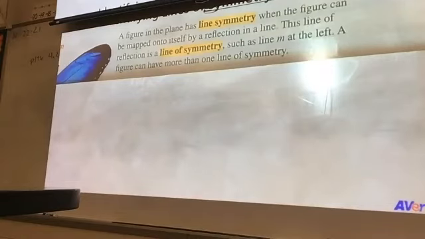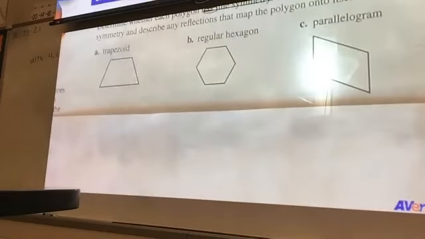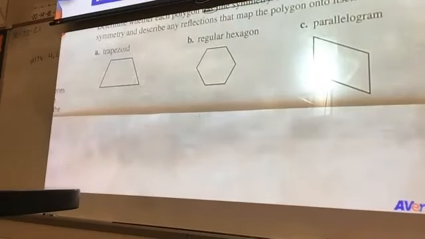Well, what they're going to ask is, does it have line symmetry? And if it does, how many lines does it have? So I want you to talk to the person next to you for A, B, and C here for these figures. How many different lines can we draw to make these symmetrical, where you draw the line and it's the same on both sides? Okay, talk to somebody about it.